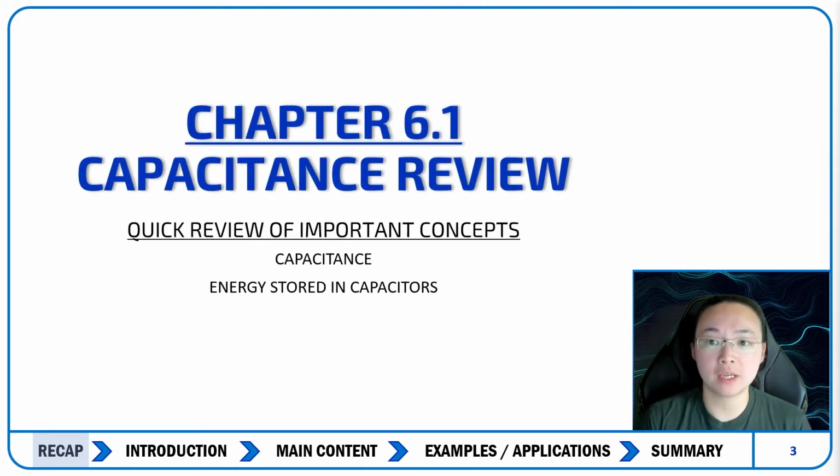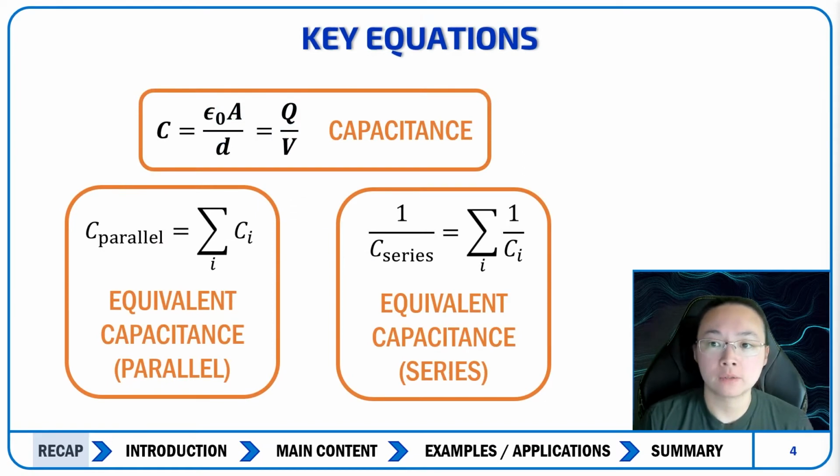Okay, so let's go through a quick overview of capacitance. So mainly, what is capacitance? What are the main equations related to capacitance, as well as what kind of energy can be stored in capacitors? So the key equations we looked at in the previous chapter that will be useful for this chapter would be the equation for capacitance, which is C equals Q over V, or epsilon naught A over D if we know the area of the plate, as well as the separation distance between the plates.